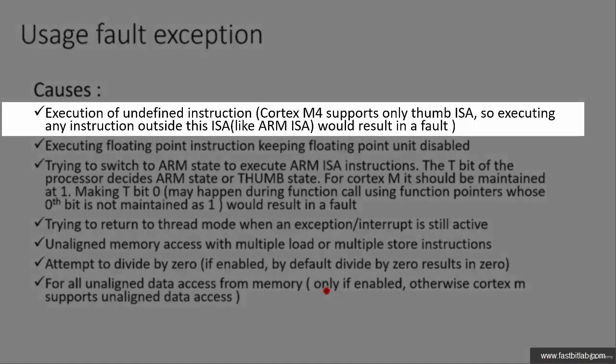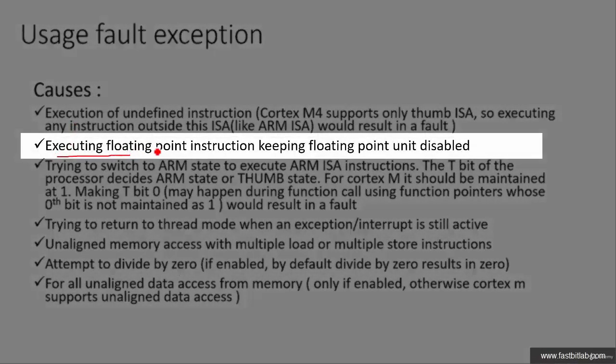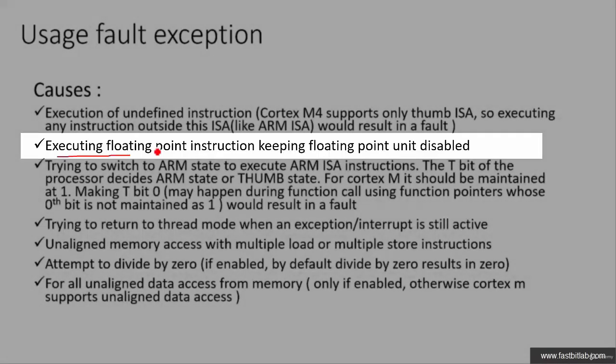Execution of an undefined instruction. For example, Cortex M4 supports only the Thumb ISA, isn't it? So executing any instruction outside this ISA, like the ARM ISA, would result in a fault. The next cause would be executing a floating point instruction keeping the floating point unit of the processor disabled. Let's say if there is any microcontroller which doesn't have a hardware floating point unit, and the processor tries to execute a hardware floating point instruction, then that would cause a fault. Before executing any floating point instructions, the floating point unit must be enabled.